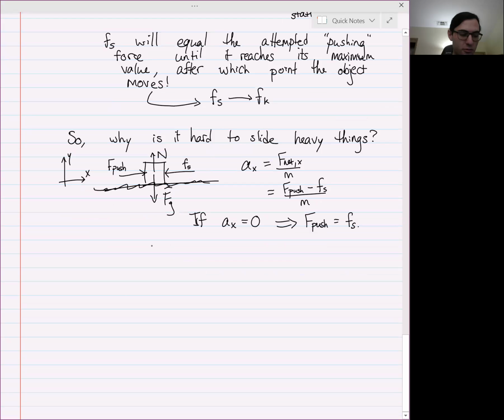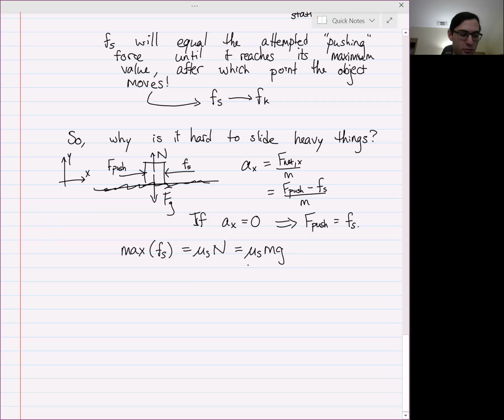So what's the maximum pushing force? Or how hard do you have to push to get this thing moving? Well, the maximum of the frictional force is mu sub s times N. That's the maximum possible value because it's always less than or equal to that. But from our free body diagram, the acceleration in the y direction is zero, so the magnitude of the normal force has to equal the magnitude of the gravitational force. So N is equal to mg, where g is the gravitational acceleration.